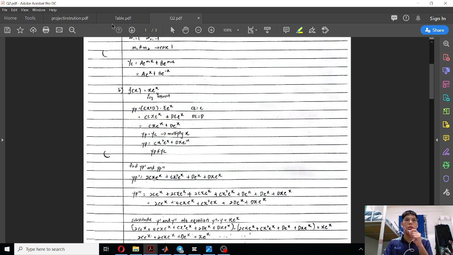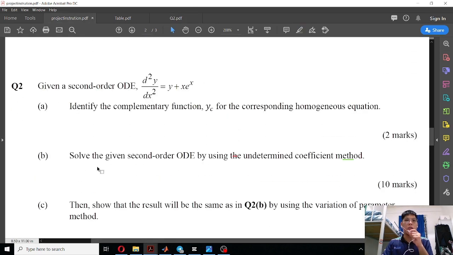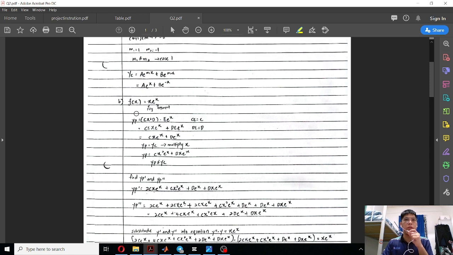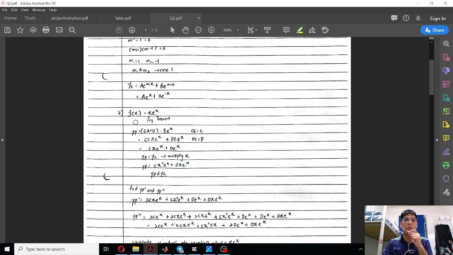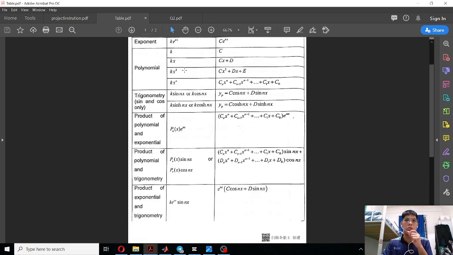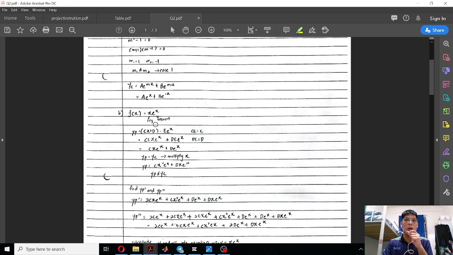Now we will do part B, which is to solve the given second order ODE by using the undetermined coefficient method. The first step is we need to know that f(x) is equal to x exponential power of x, and we need to identify it based on the table for the condition of this f(x). We know that x is a polynomial and the exponential power of x is an exponent.